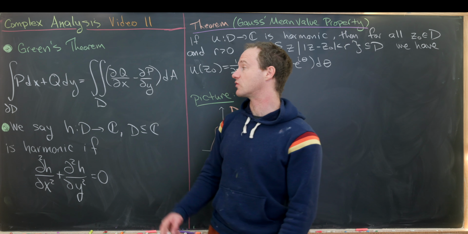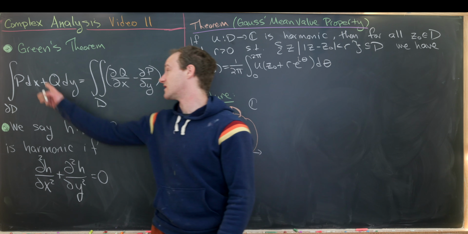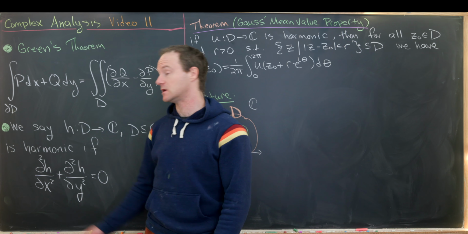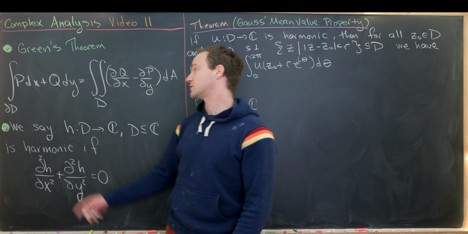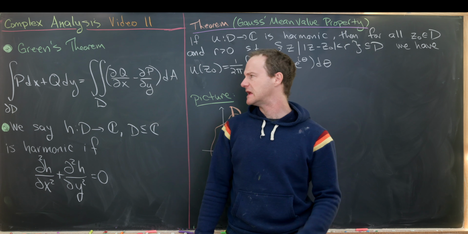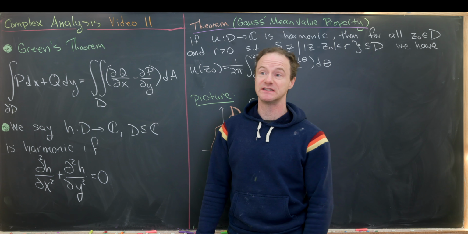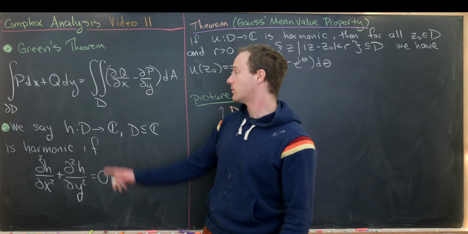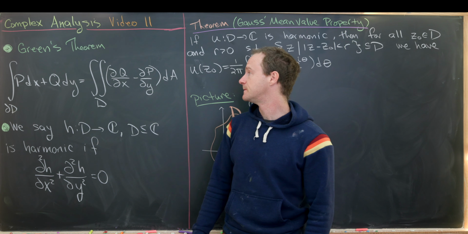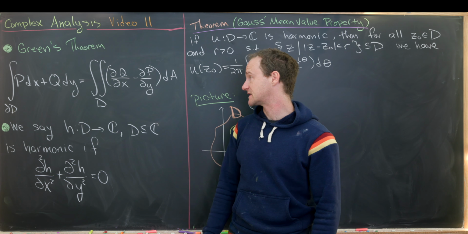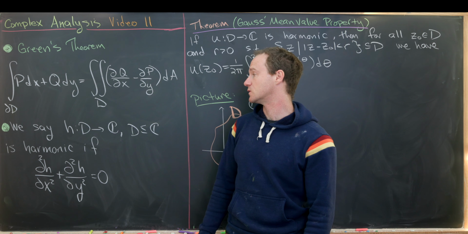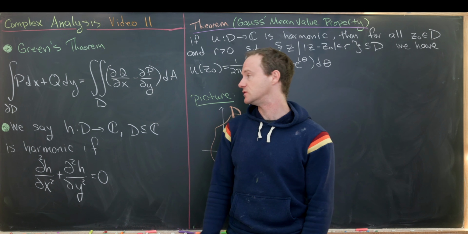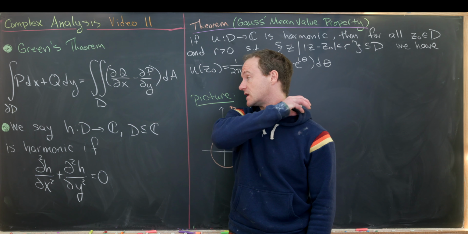So the first is Green's theorem. It says the line integral over the boundary of a region, which we'll call del D, of p dx plus q dy, where p and q both have continuous first partials, is equal to the double integral over that region of the partial of q with respect to x minus the partial of p with respect to y. Okay, so I won't do any examples of this. I trust that you guys have seen that in a multivariable calculus class.